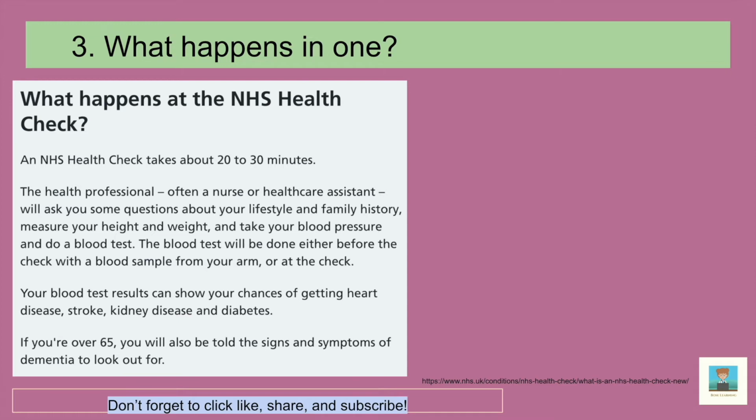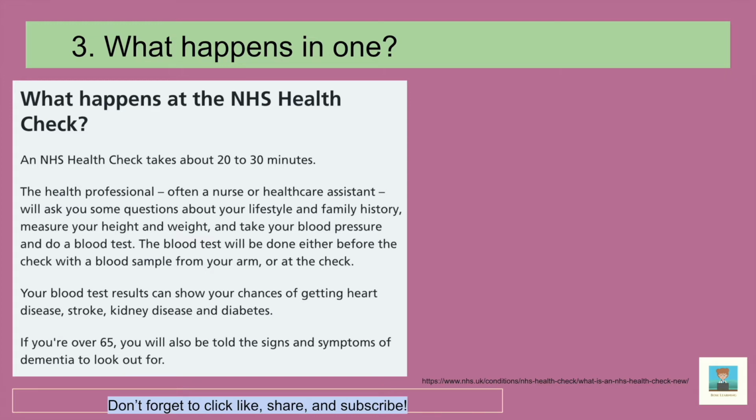Once you get your blood test results, they'll give you an indication of your chances, your risk factors of getting a heart disease, stroke or kidney disease or diabetes. And also, if you're over 65, they'll also look for signs and symptoms of dementia that they can look for and also that you can be aware of.